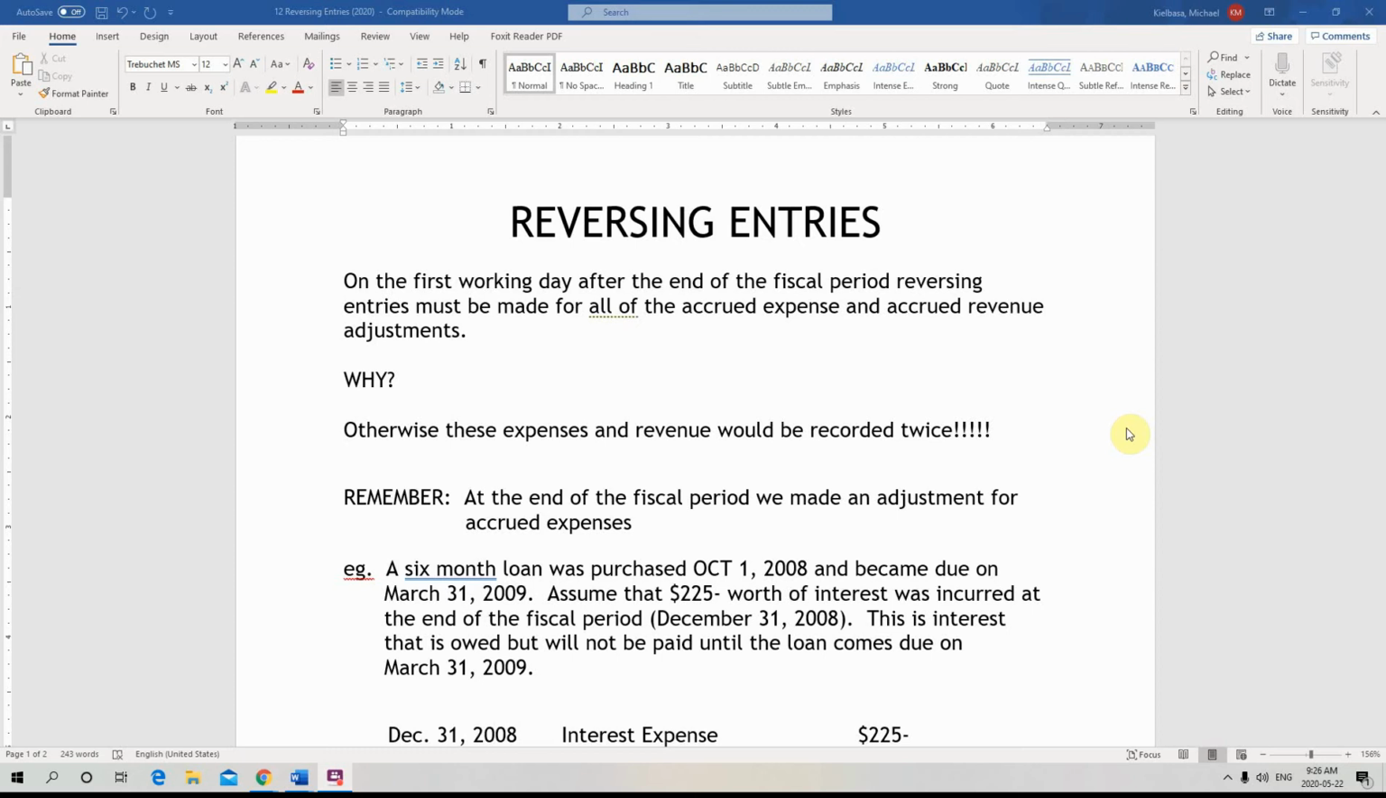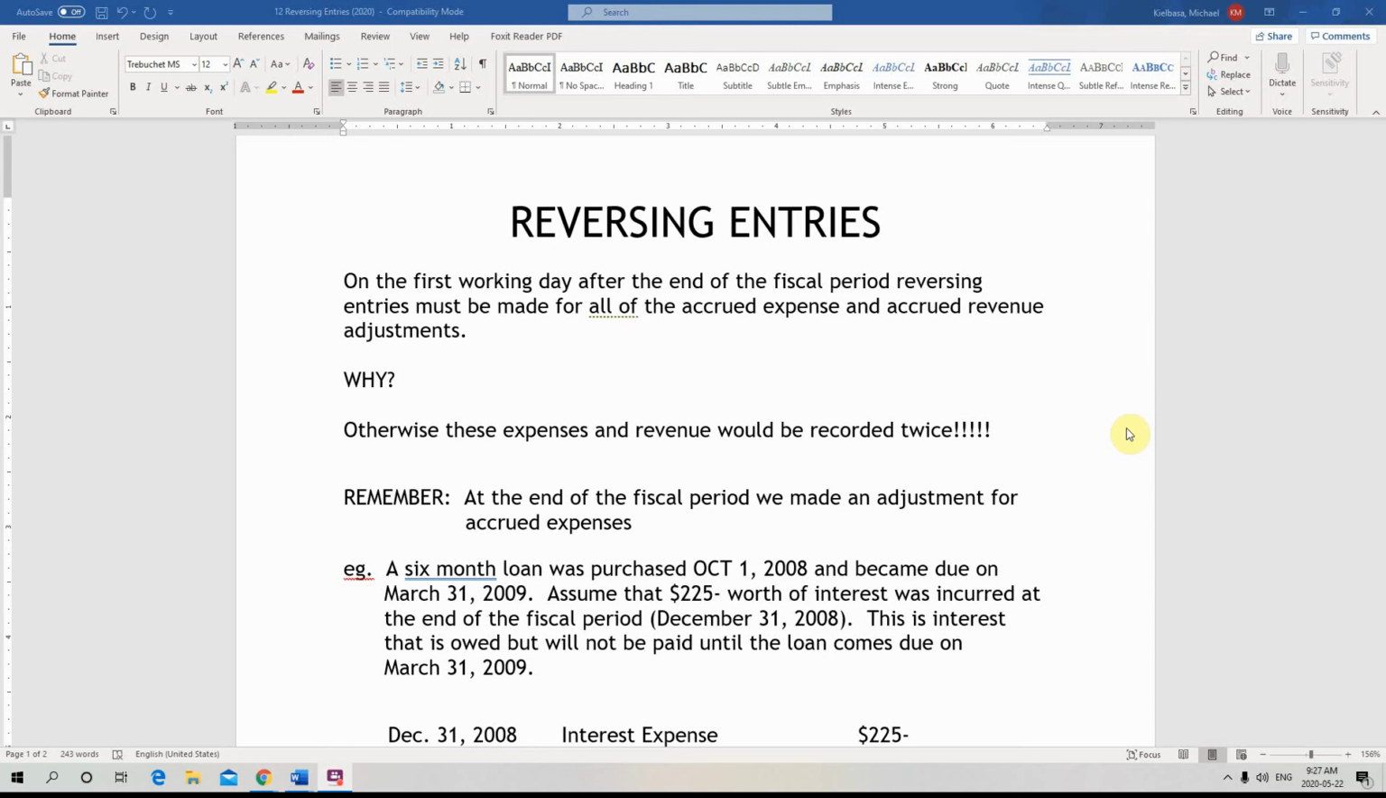On the first working day after the end of the fiscal period, so we've done everything, we've done adjustments, we've done closing entries. On the first working day of the next fiscal period, reversing entries have to be made for all accrued revenue and accrued expense adjustments. So all we're going to do is reverse those entries. And the reason why is if we don't do that, we're going to double record expenses and revenue. And I'm going to create a second video to explain why in a little bit more detail.